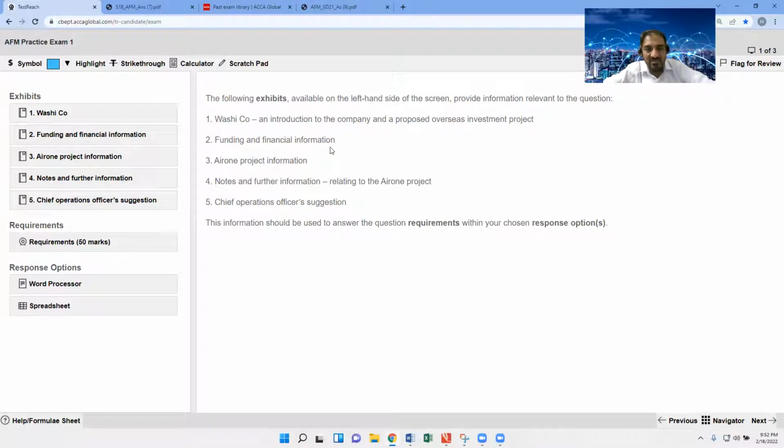Proposed funding and financial information. Air 1 project. Notes and further information relating to the Air 1 project. Then Chief Operations Officer suggestion. Further, now start.